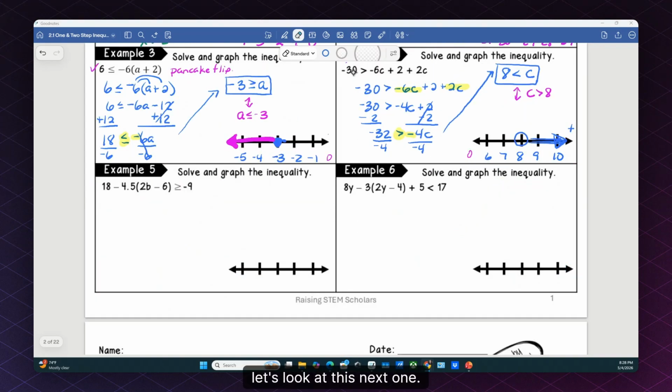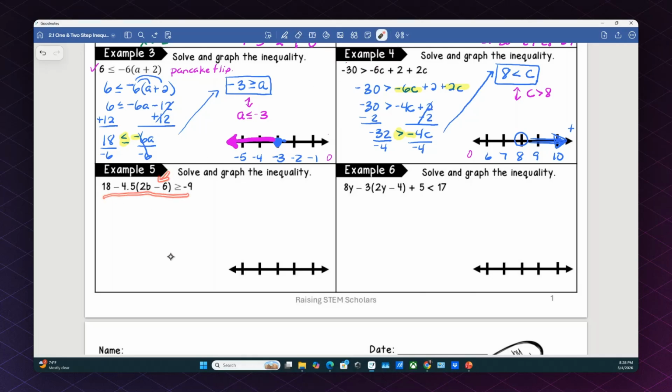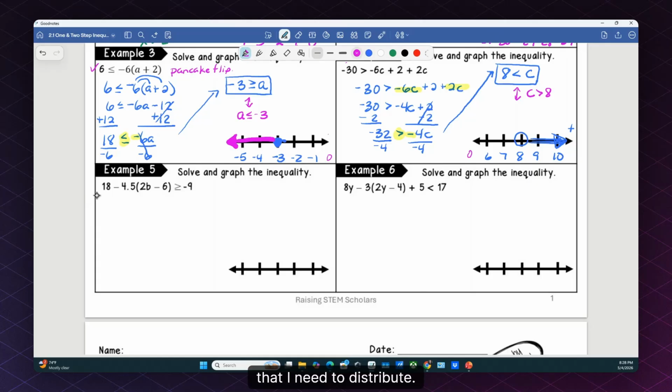Okay, let's look at this next one. We've got ourselves a decimal. And I see that I'm going to have a thing that I need to distribute. So let's write this down. We have 18 minus 4.5 times 2b minus 6 is greater than or equal to negative 9.